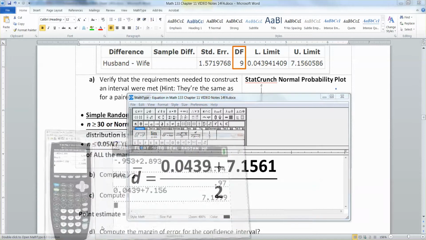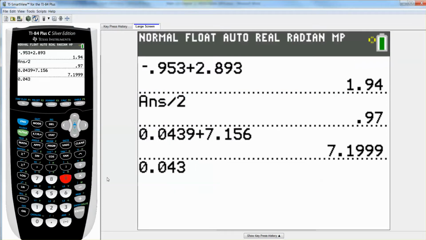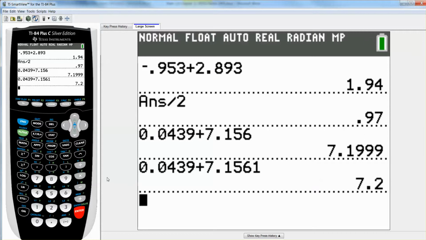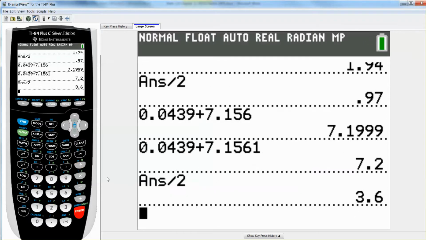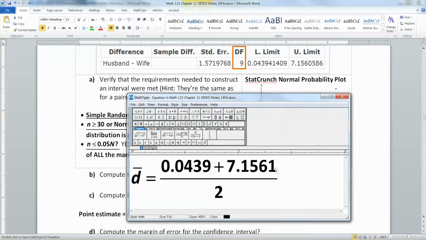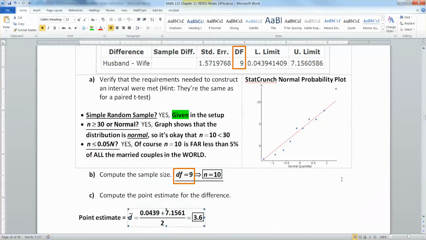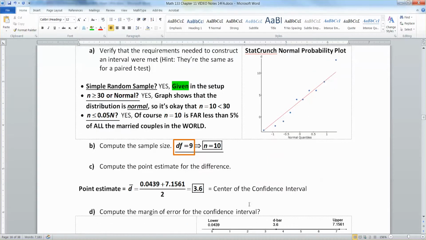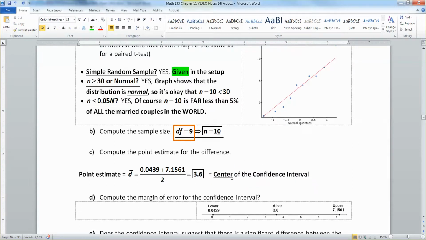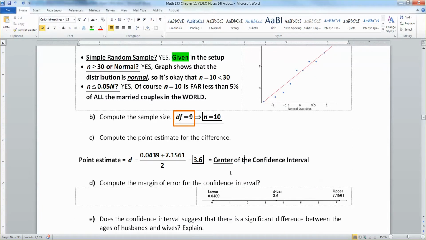So 7.1561. So 0.0439 plus 7.1561. There we go. We divide that by 2, and we get 3.6. There we have it. That's the center of your interval. So don't forget that the point estimate is in the middle of that confidence interval for either a z interval or a t interval.